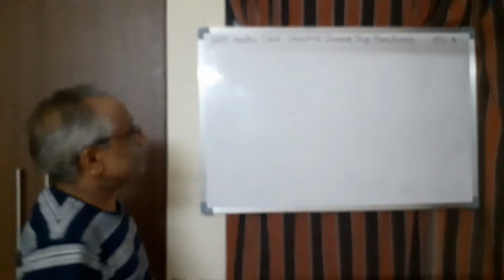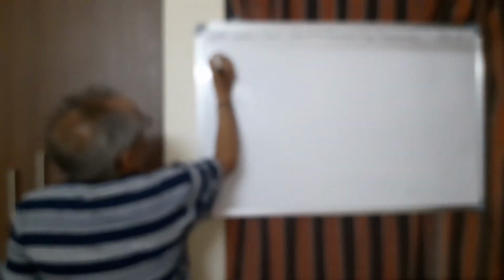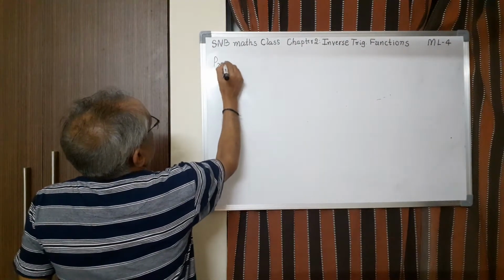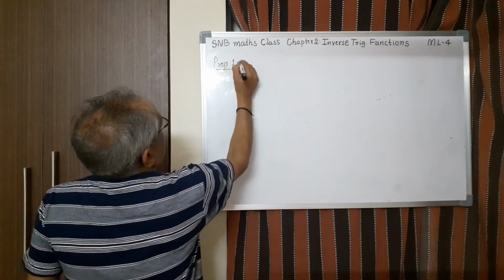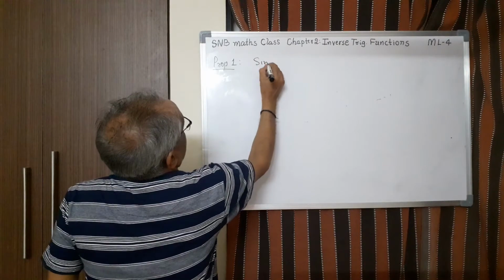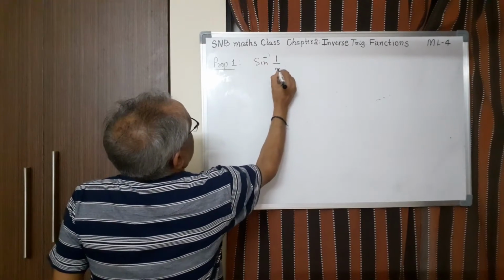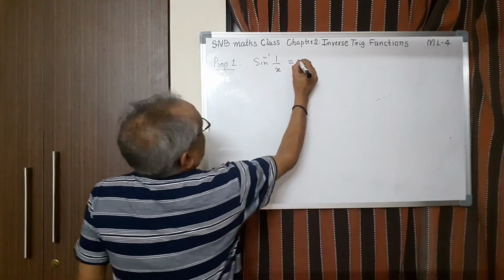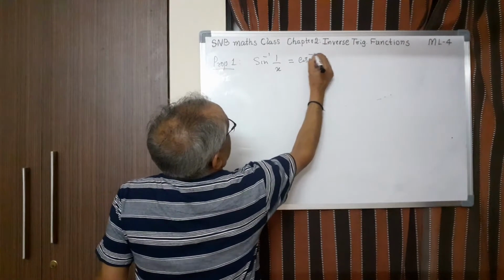So the first set of properties is this. You write the first property, or you can write property 1. Property 1 is sin inverse of 1 by x equals cosecant inverse x.